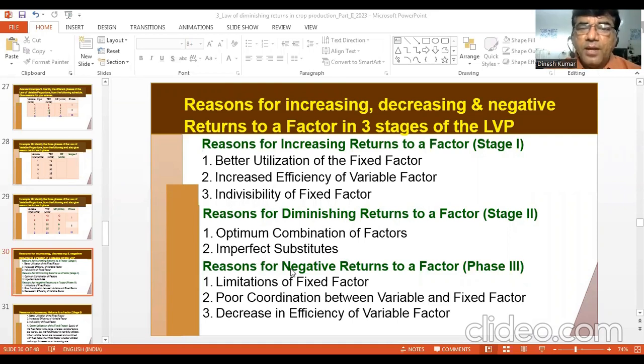We'll see reasons for negative returns to a factor in phase 3 or stage 3: limitations of fixed factor. Here fixed factor will become in shortage and you will have too many of variable factor. Poor coordination between variable and fixed factor and decrease in efficiency of variable factor. So these are the reasons for differences in 3 different stages.